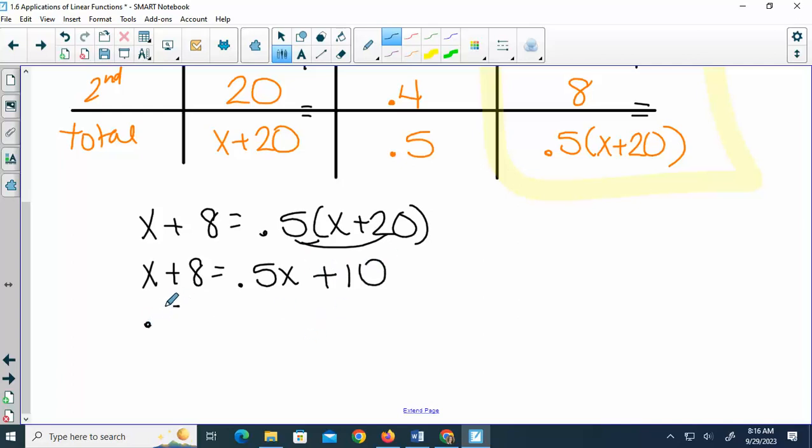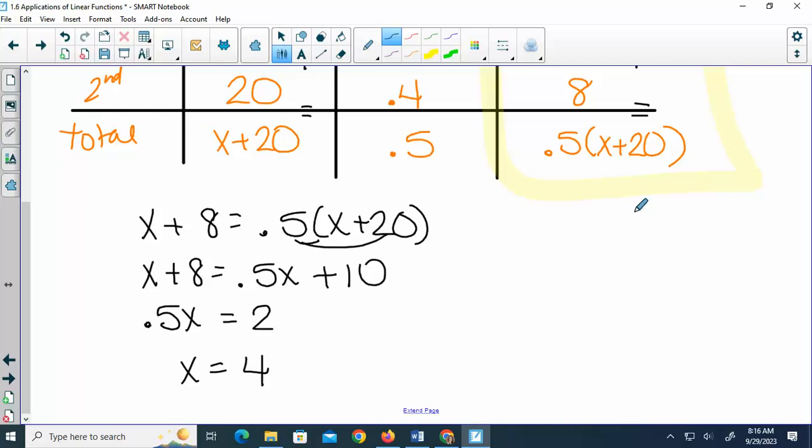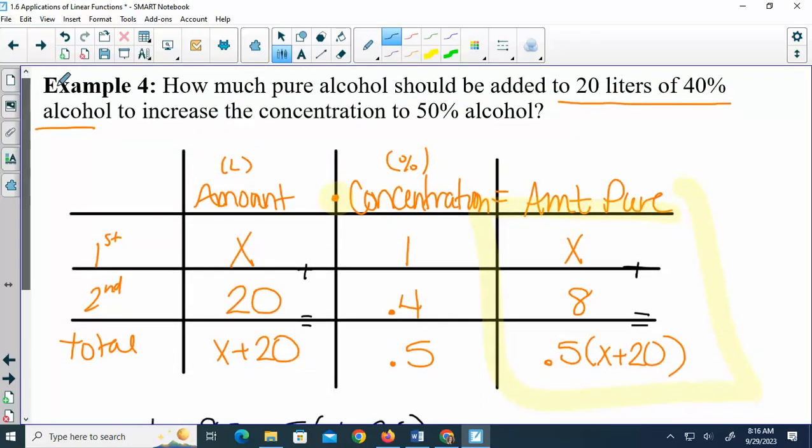Subtract over my 0.5x, subtract my 8, divide, and we get 0.5. How do we have to answer? In a sentence. So the question was, how much pure alcohol? And if I look, X was the amount of my pure alcohol.